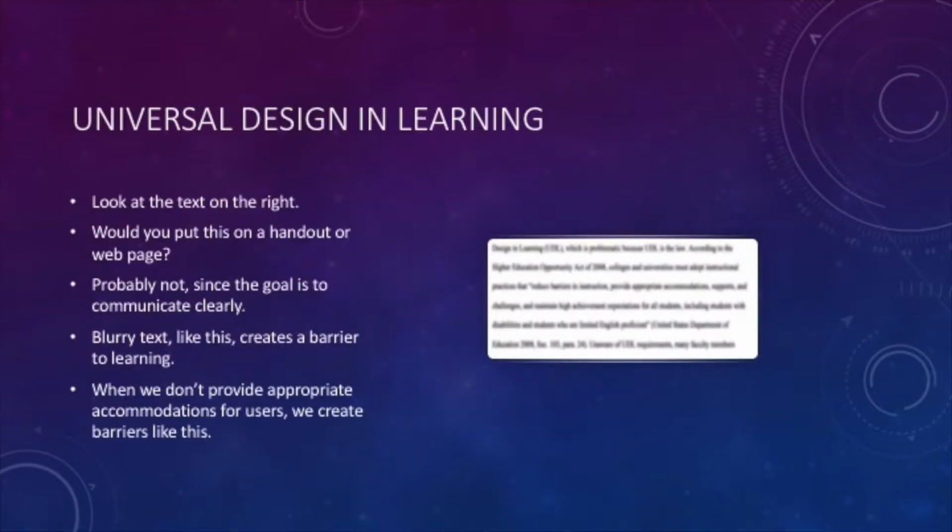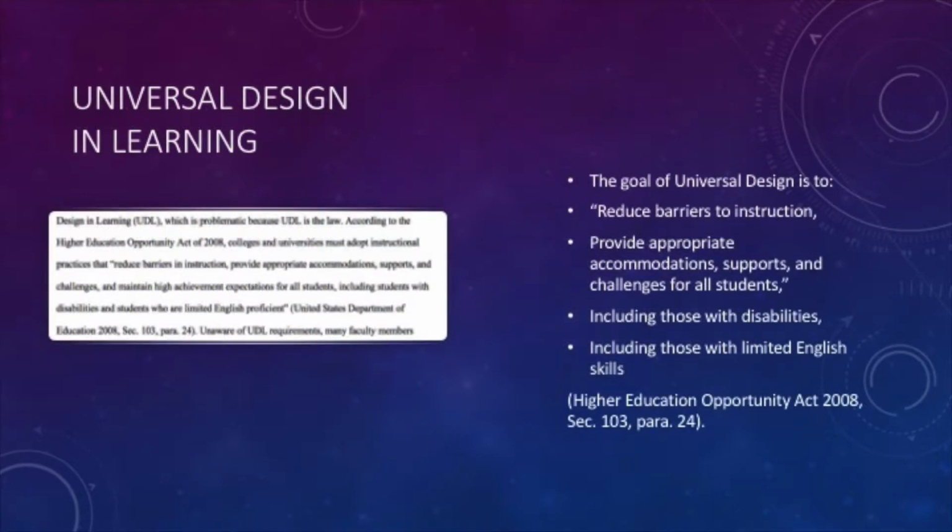So looking at Universal Design and Learning, if you look at the text on the right, it's very blurry. And we probably wouldn't put this on a handout or on a web page because people wouldn't be able to understand it. Blurry text like this creates a barrier to learning. And when we don't provide appropriate accommodations for users, we create barriers like this. What Universal Design and Learning says is that the goal of UDL is to reduce barriers to instruction, to provide appropriate accommodations, supports, and challenges for all students, including those with disabilities and including those with limited English language skills.